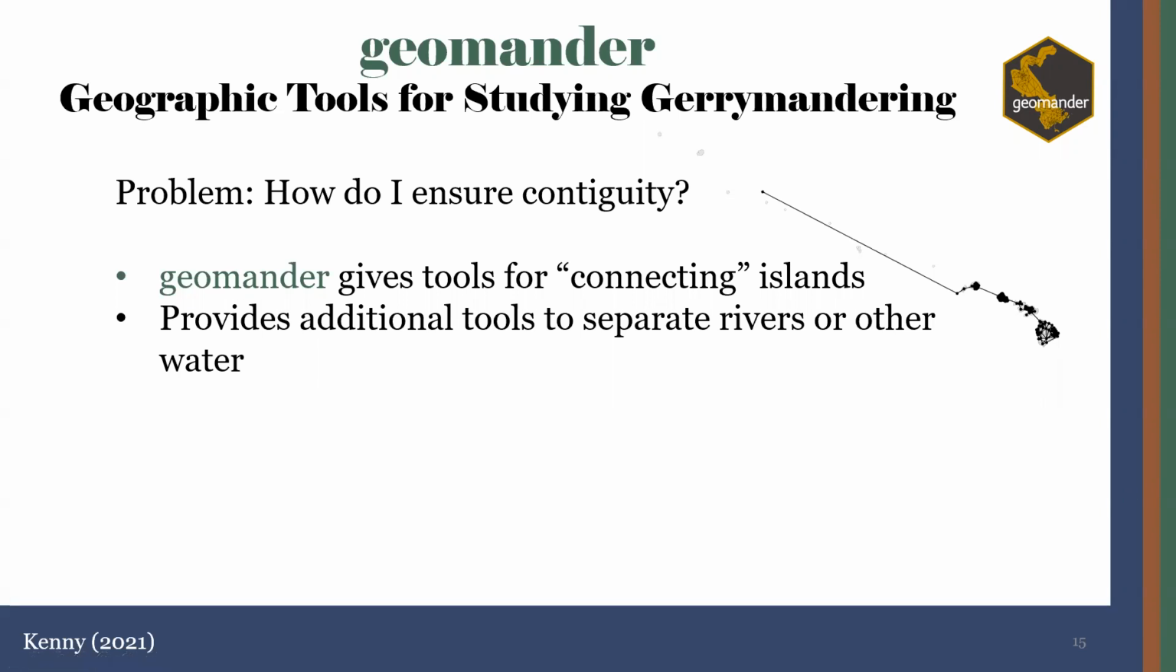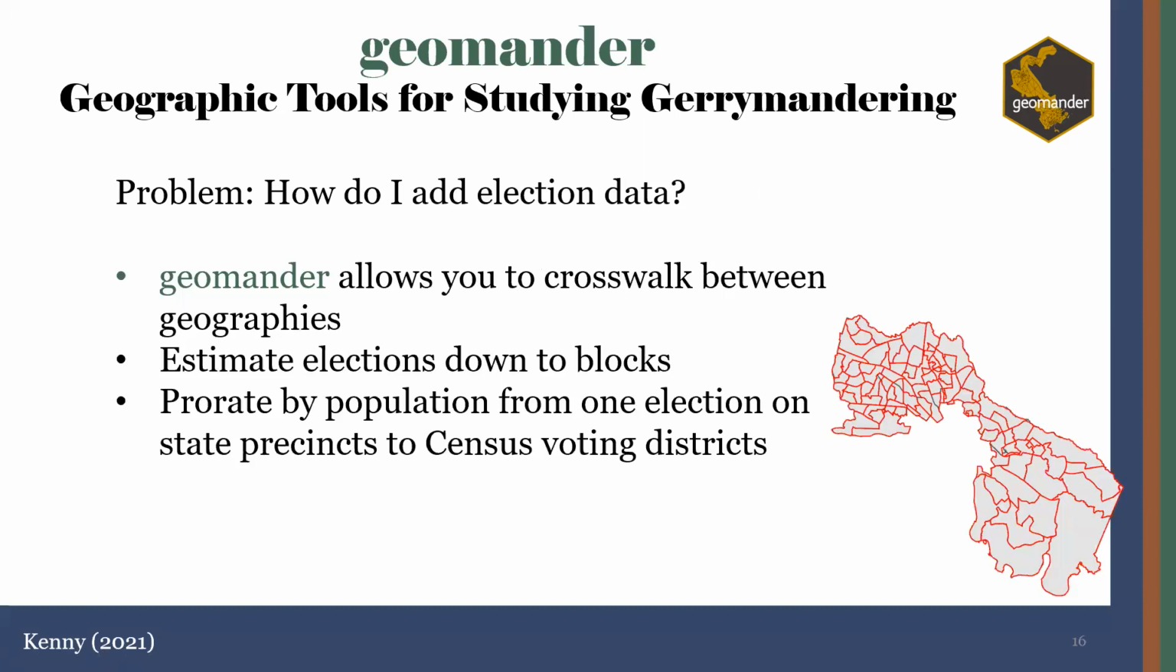But then we also provide all sorts of tools that would allow you to do things like separate rivers if you're not allowed to cross a river, or separate a lake if you can't cross the lake, those types of things. Geomander's second set of tools are all about election data.